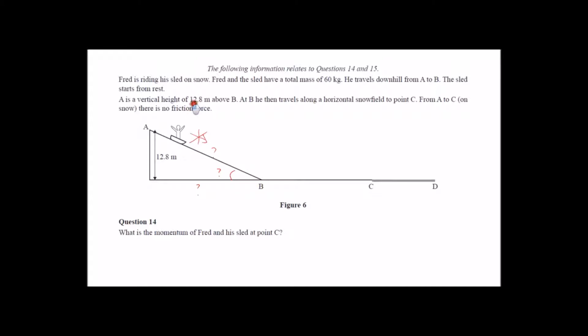So we need to think about something else we can find. We know a height. Now, if we know a height, we can calculate a potential energy. So this question is about energy transformation. Up here, he's got gravitational potential energy, and down here it will convert to kinetic energy. From kinetic energy we can calculate velocity, and from velocity we can calculate momentum. So, a little bit of stuff to do, but it's all pretty straightforward as long as you see where you're going.